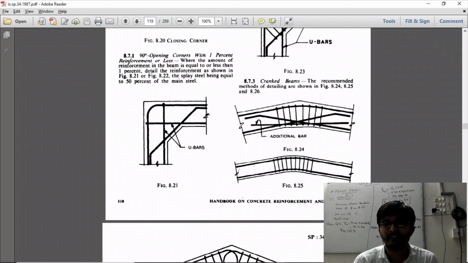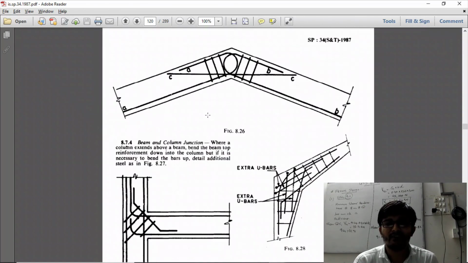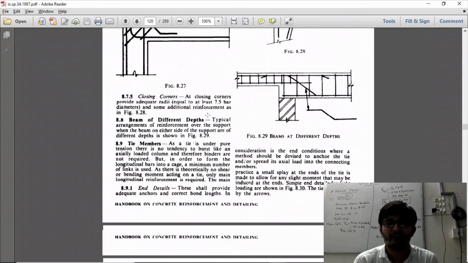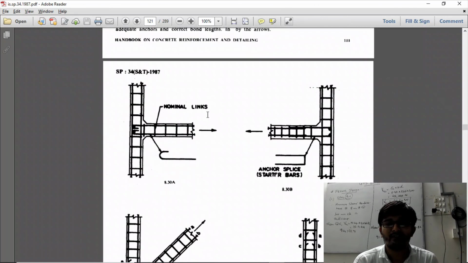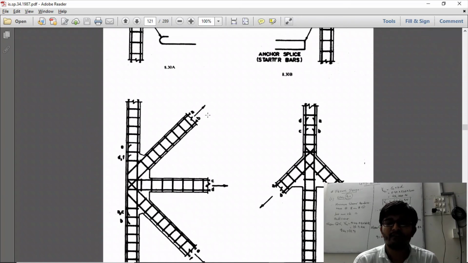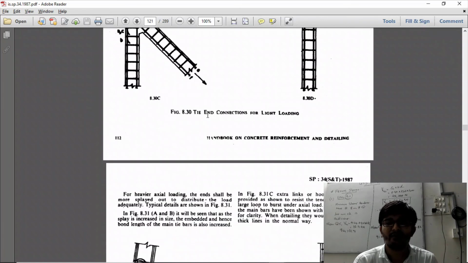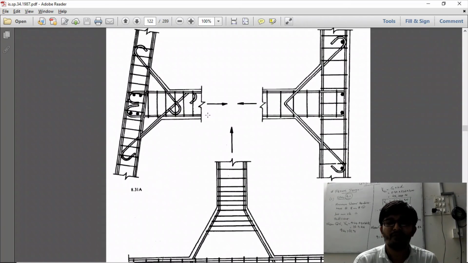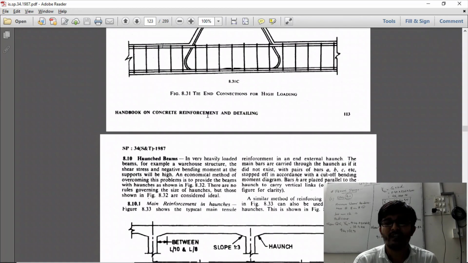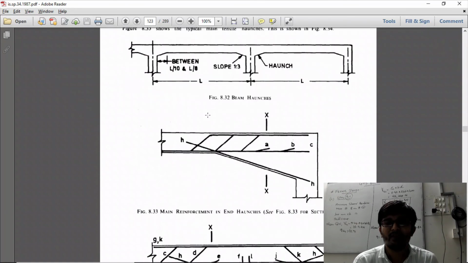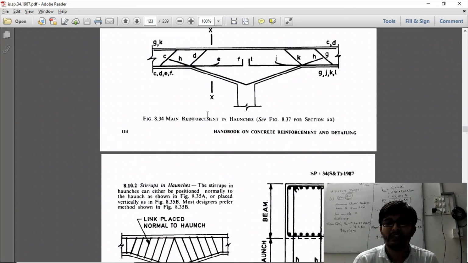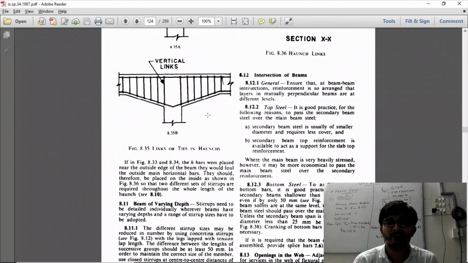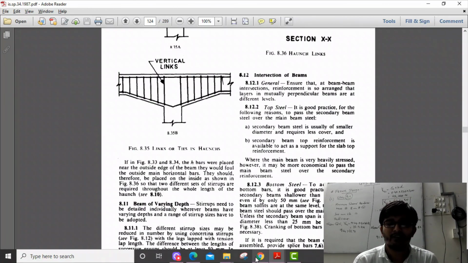These are some special cases for RCC beams that are to be taken as a reference. You can take a reference from here on how to show the detailing when you encounter some special type of beams. This is given in SP34. So this is how we can do it.